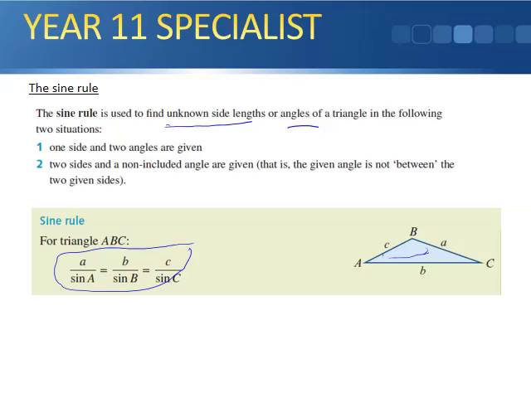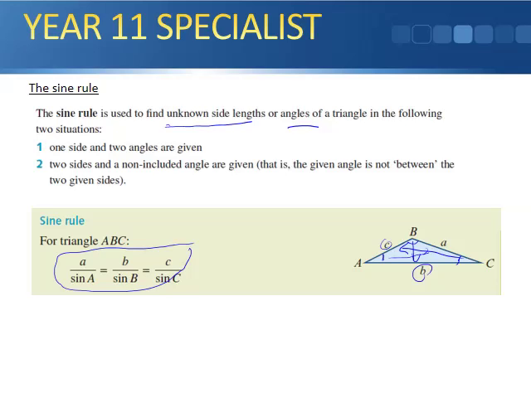Here's the sine rule for this triangle over here, and I'm sure that you guys already know this. It's length A, which is opposite angle A, divided by sine of angle A, which equals length B, which is of course opposite angle B, divided by sine of angle B, which equals length C, which again is opposite angle C, divided by sine angle C.